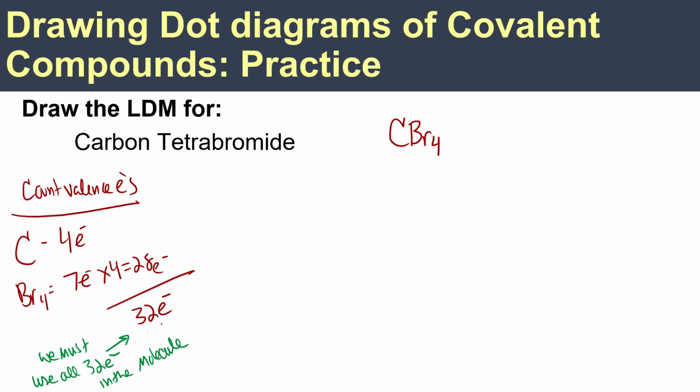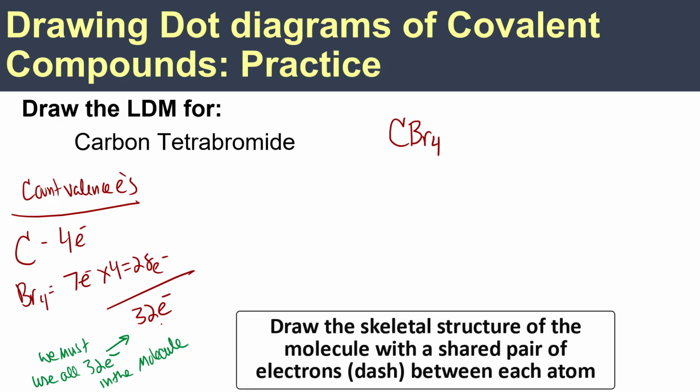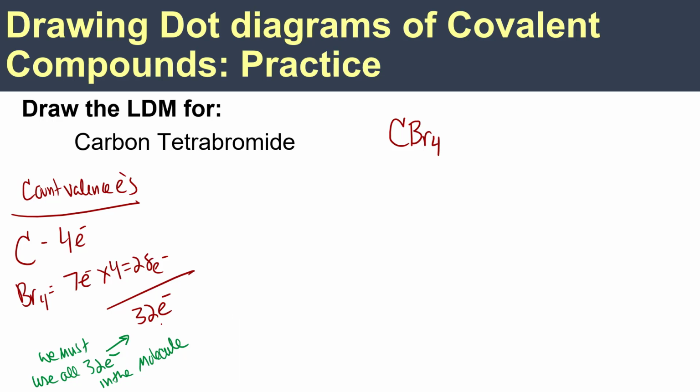Step 2, after adding up our valence electrons, is draw the skeletal structure. That is the bare bones of the molecule with an element in the middle and then the other atoms all around the outside of it. Now, the way that we have to figure out who's in the middle is pretty simple. The least electronegative atom goes in the middle.